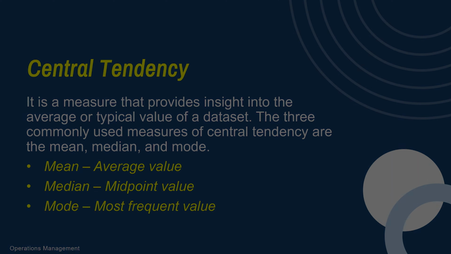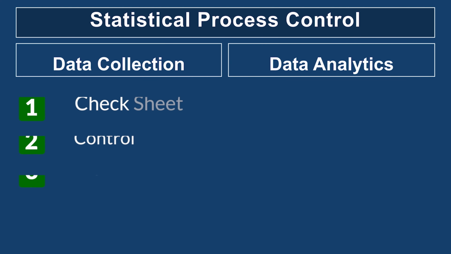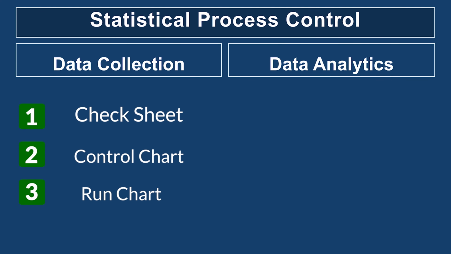So when you couple that control chart with that run chart, you get that central tendency data that gives you more of a general idea of how you're producing the quality of your product. So remember, your data collection tools, your check sheet, your run chart, and your control chart are all real-time tools. And now that you have that data, you now have to analyze that data.